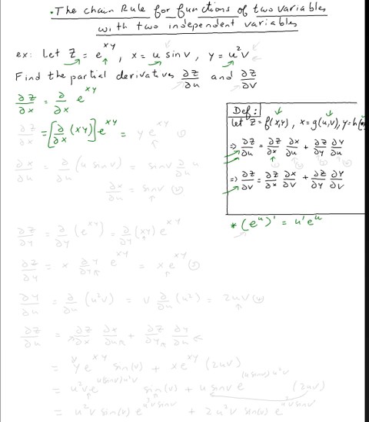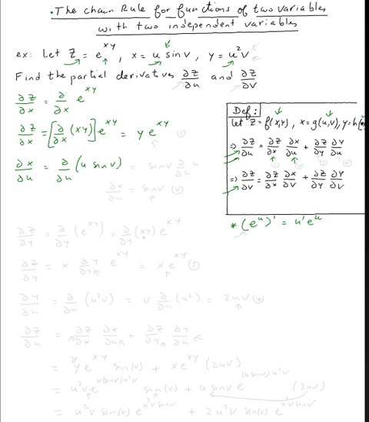Now, this is going to be equal to the partial of xy with respect to x. y is a constant, so y e to the xy. Now, this is partial z with respect to x. Right, now we need to find partial of x with respect to u. Partial x with respect to u is equal to partial with respect to u of x, which is u sine v.